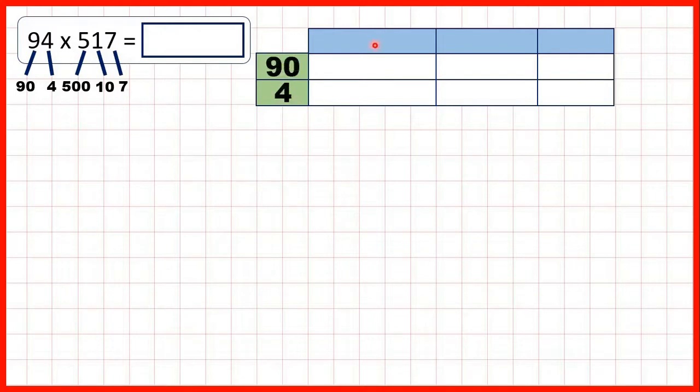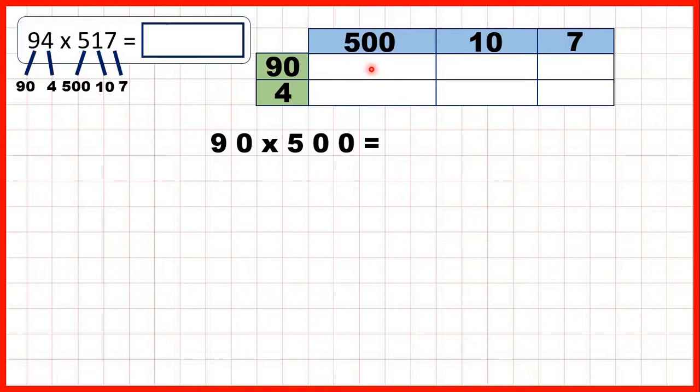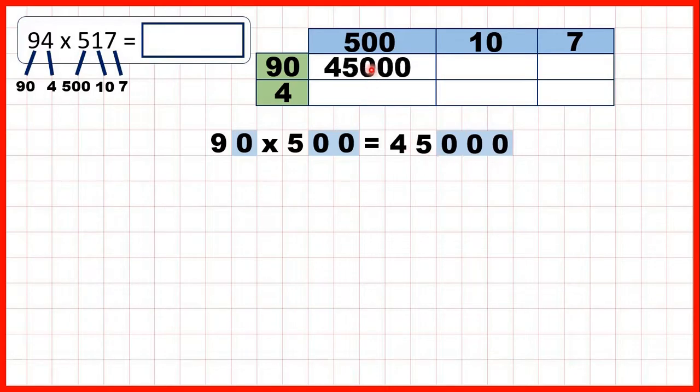Now we have 94, so that's 90 and 4, and we're multiplying by 517, so 510 and 7. We can write the partitioned numbers on our grid, and now for this box we need to work out 90 times 500. That's 45,000, because 9 times 5 is 45, but then we have 3 end zeros in the question, 1 here and 2 here, so we need 3 end zeros in our answer.